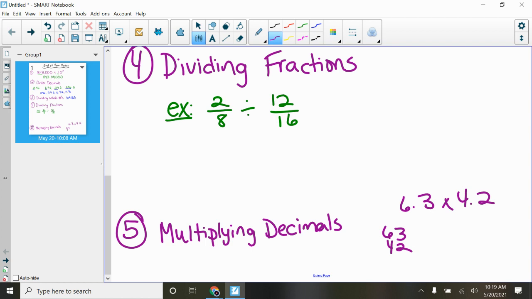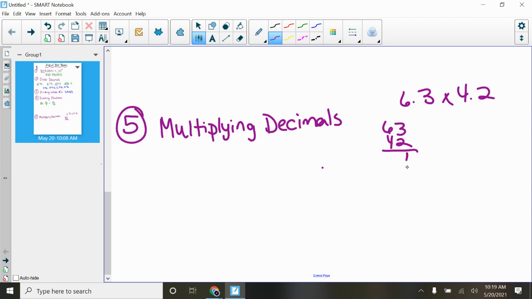Good. And when you came up with your answer, you want to solve it? 2 times 3 is 6. Good. 2 times 6 is 12. Good. 0 placeholder. 4 times 3 is 12. Good. 4 times 6 is 24. Plus 1 is 25. So we add all this stuff together. Here's what we end with.